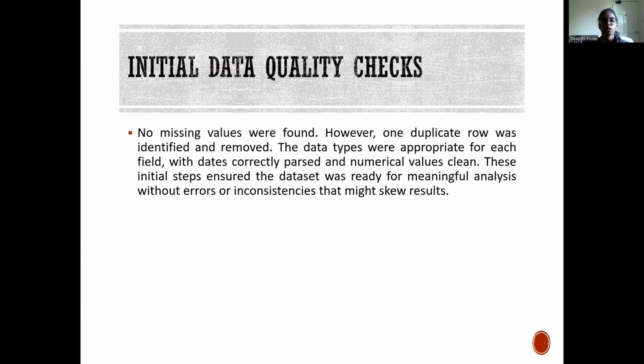And coming to the next, initial data and quality checks. In this step, I assess the quality of the data before performing any analysis. I confirmed that there were no missing values across any of the columns, which means the data was complete. One duplicate record was identified and removed to avoid skewing the results. Data types were also verified. These checks ensured that the dataset was reliable and wouldn't produce misleading visuals and statistics.